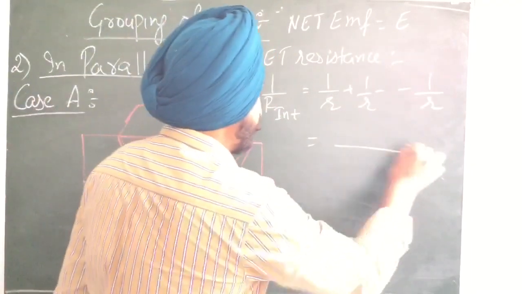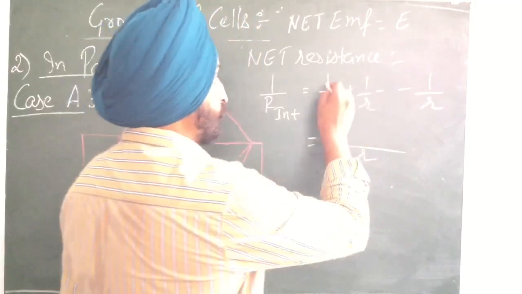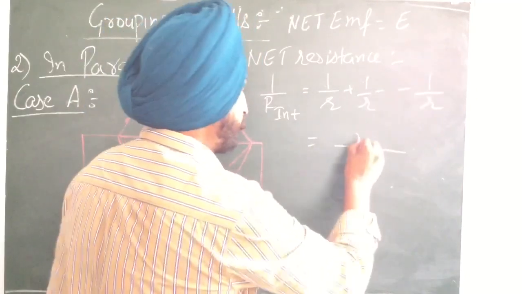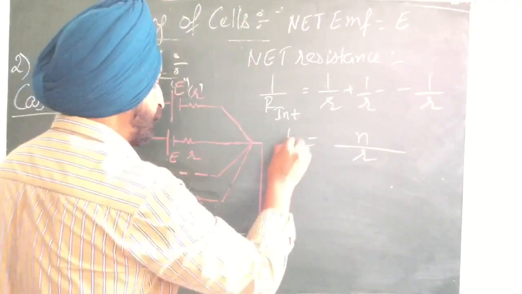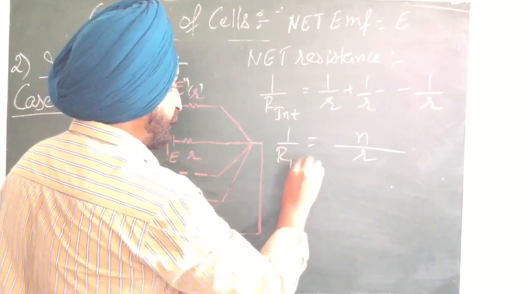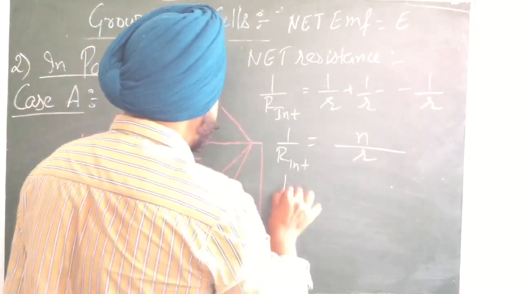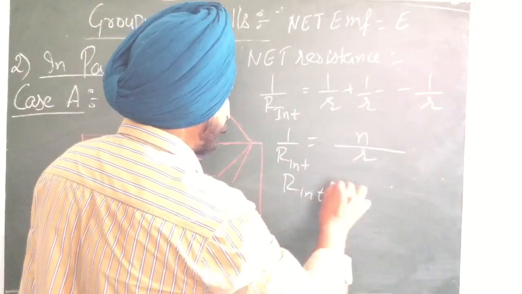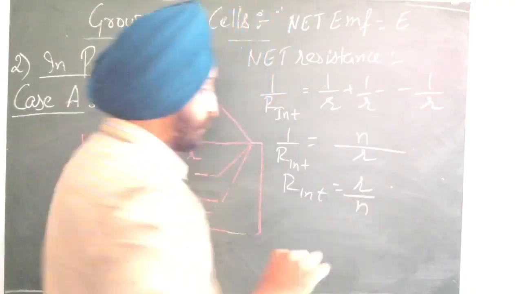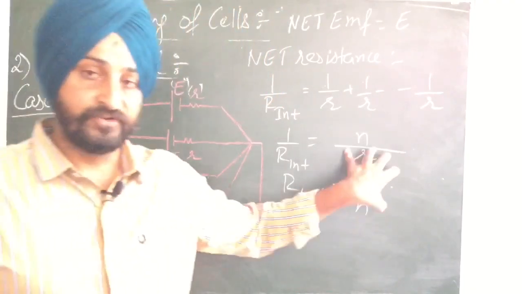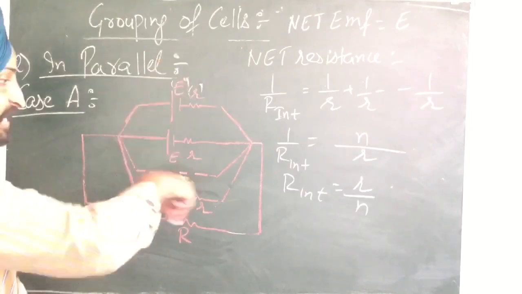Fine. So I can write R as LCM. So 1, 1, 1 up to n times, it will be n by R. So 1 by net internal resistance is equal to n by R. So net internal resistance is equal to R by n. So this is the net internal resistance across these n cells.